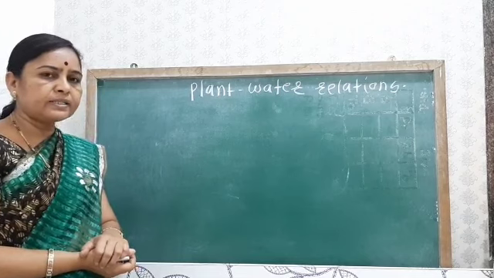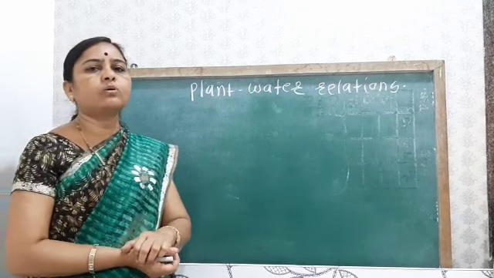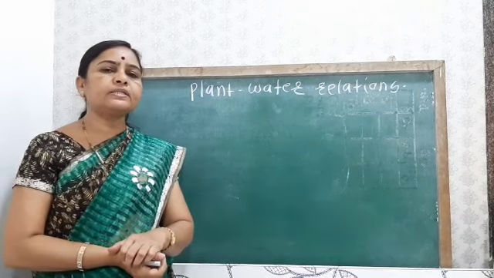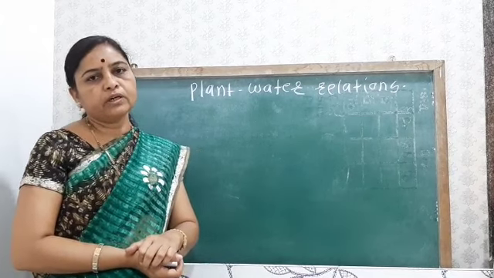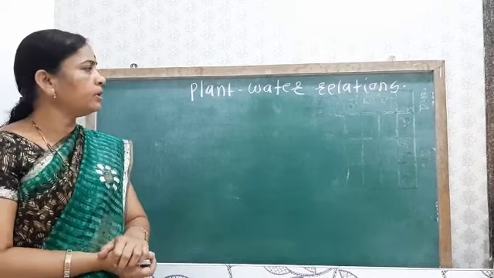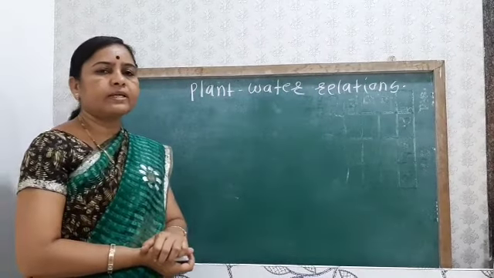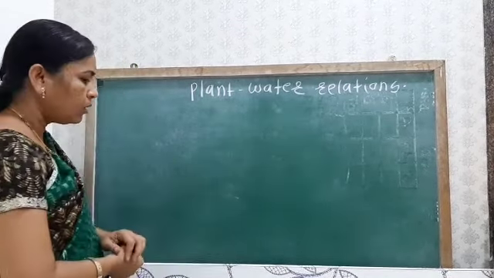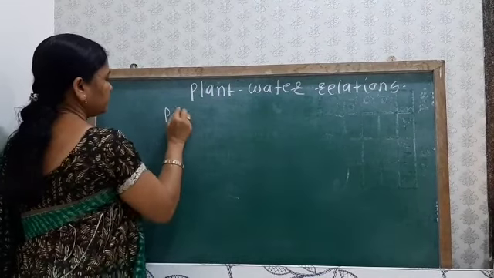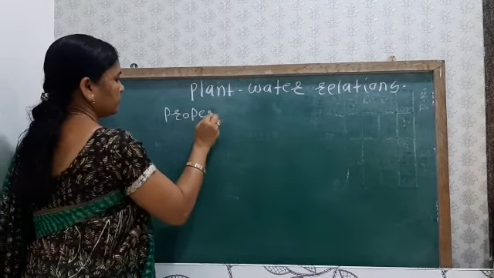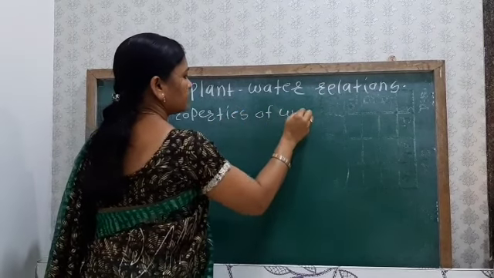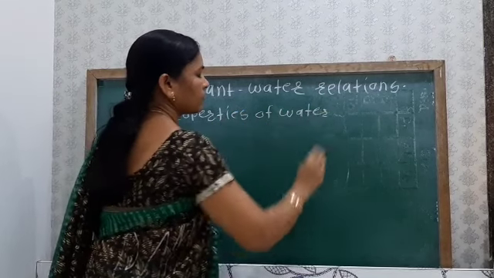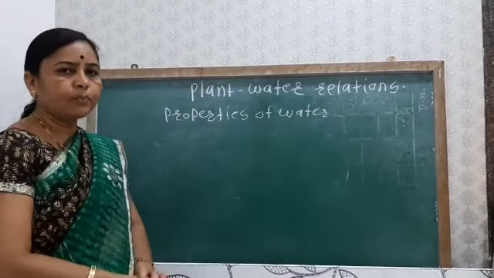In the plant cell, about 90 to 95% of the cell or tissue is water. So in this topic, first we see what the properties of water are.